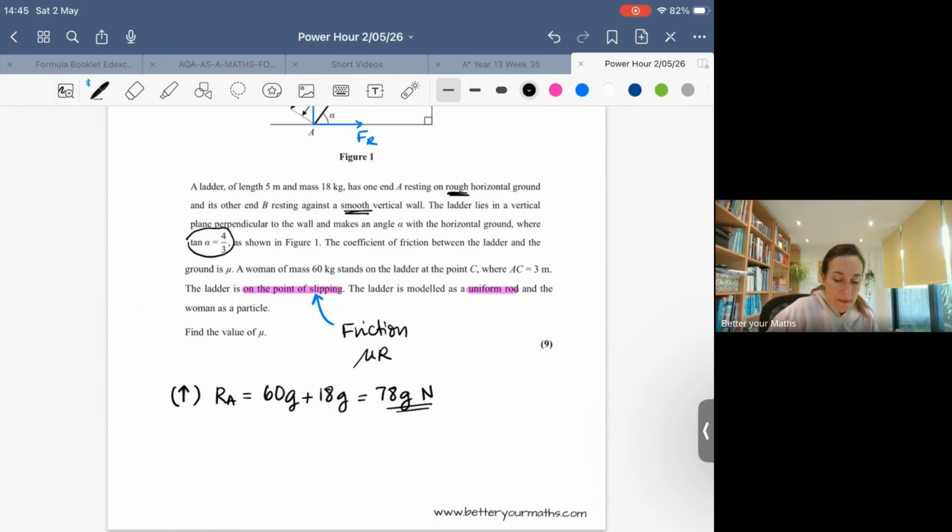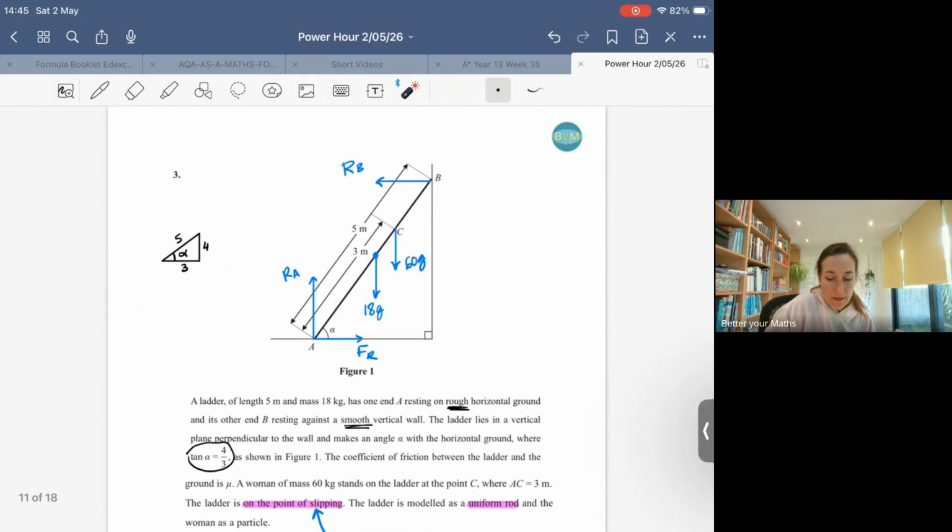Now, if I resolve horizontally, it would be amazing if I could find my friction, but I don't have this one either. Yeah, so I know these two are equal to each other, but nothing else. So I will have to take moments.